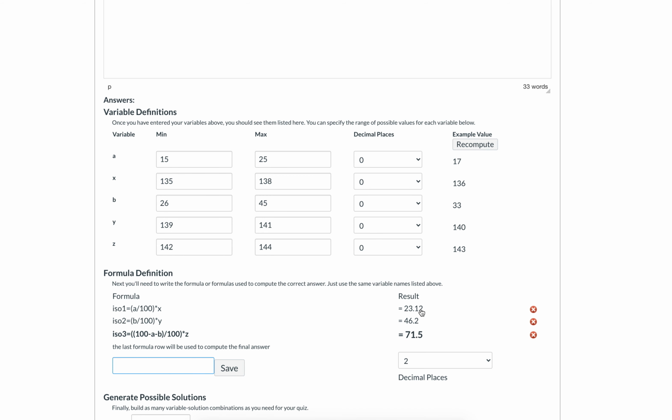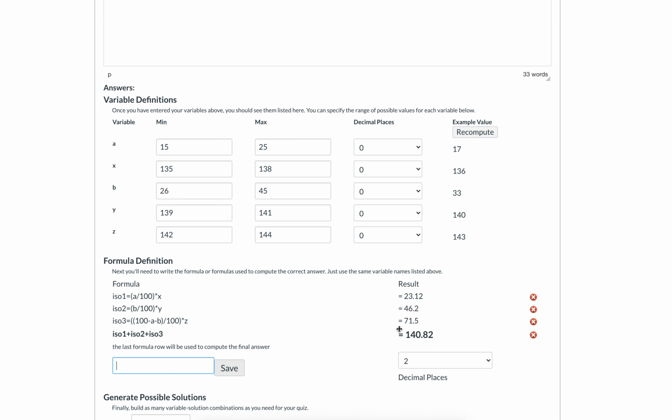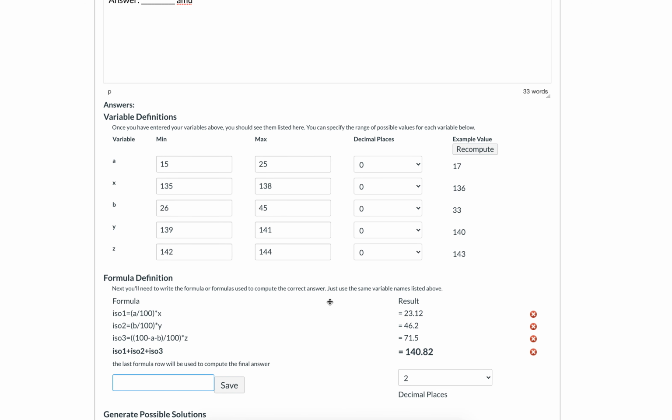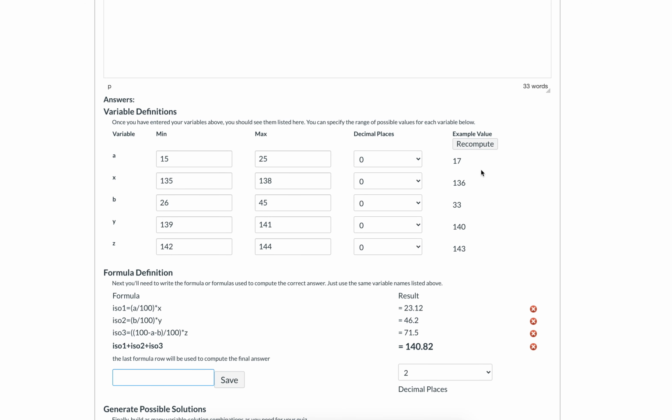Now these are all the piece components. We need to add those all up. So iso 1 plus iso 2 plus iso 3, and that's going to give the final answer. So the 140.82 is the approximate average atomic mass of this isotope. And you can recompute, and you'll see that you get all sorts of answers here.